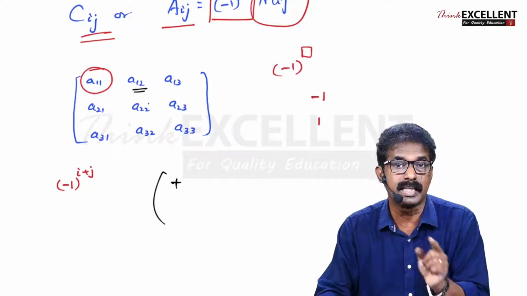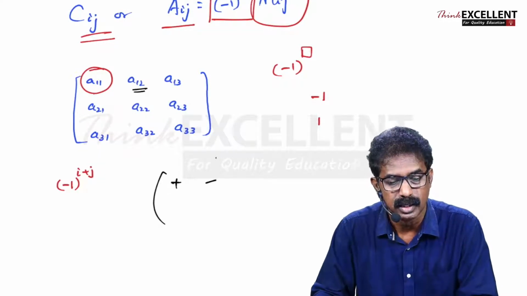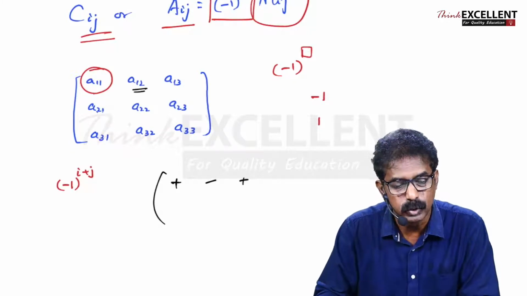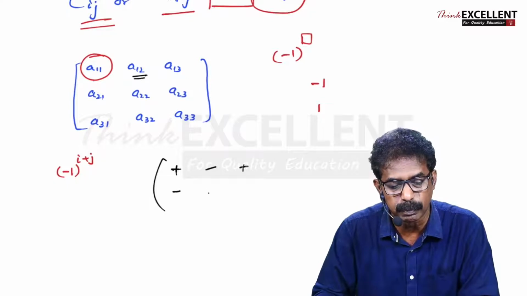Next number, 1, 2. So 1 plus 2, i is 1, j is 2, it is 3. Odd number, so minus. 1 plus 3, 4, even number, plus. Then 2 plus 1, 3, so odd number, minus. 2 plus 2, 4, plus. Plus, minus, plus, minus, plus.